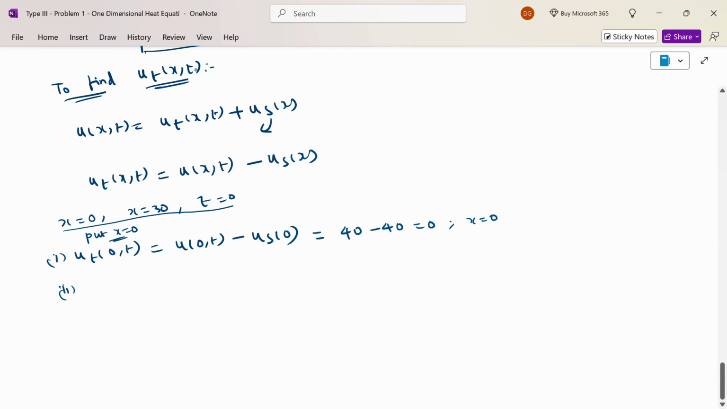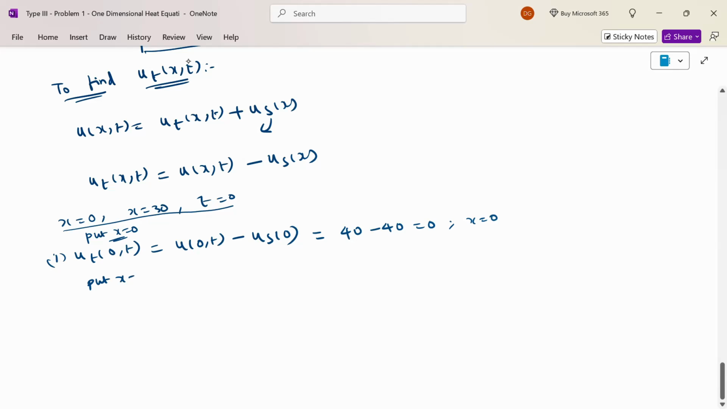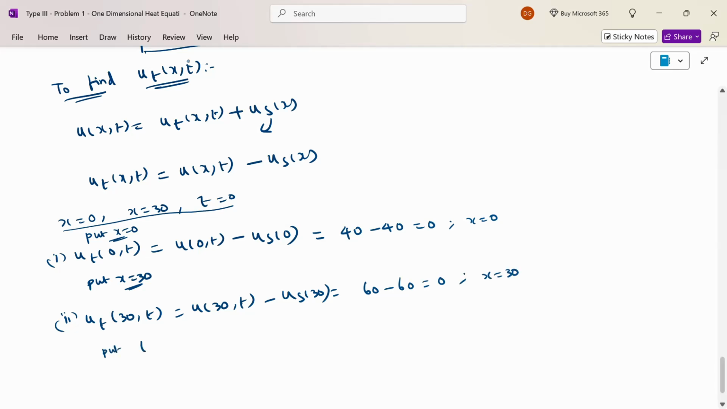Then second condition, put x equal to 30. Therefore second one, u_t of 30 comma t. So u of 30 comma t minus u_s of 30. So u of 30 comma t is nothing but 60 minus 60, 0, at x equal to 30. Then t equal to 0.